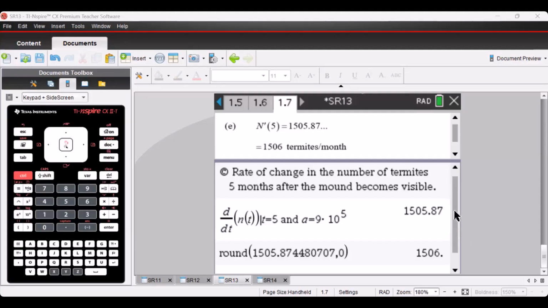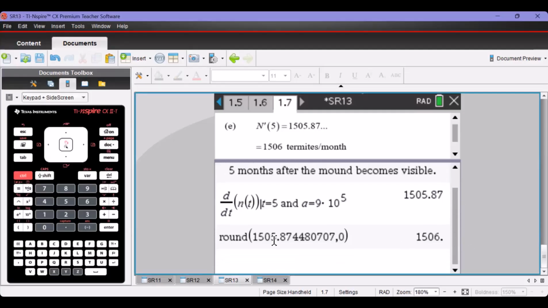So this is the entry line that we're going to construct, and it looks quite complicated. What we need to do is substitute t equals 5 into the derivative, and also I need to substitute again for a. And if you've already reassigned n of t with a, then you don't need to add this extra substitution.